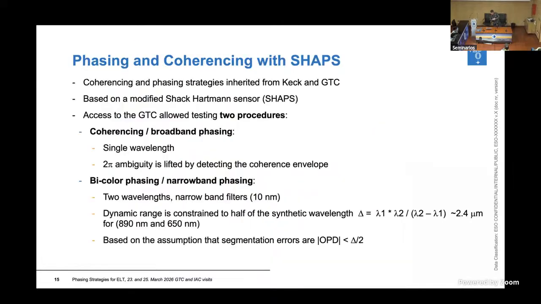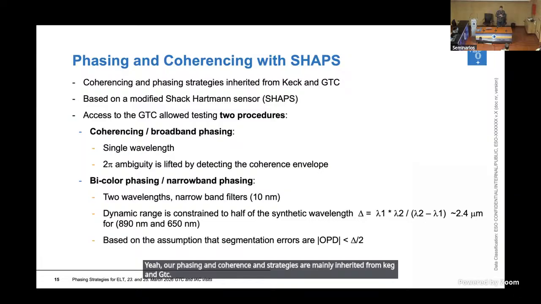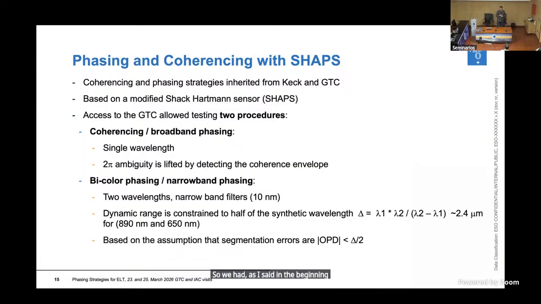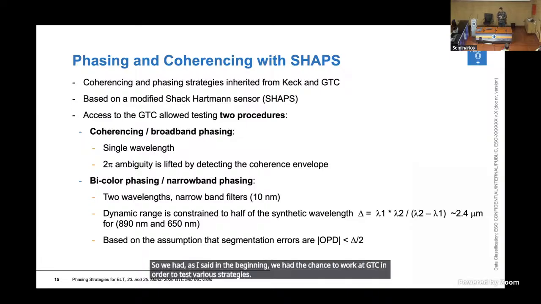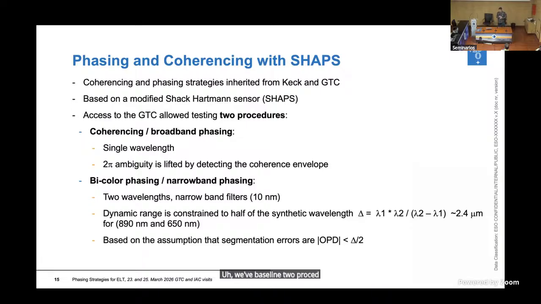Our phasing and coherencing strategies are mainly inherited from KEC and GTC. As I said in the beginning, we had the chance to work at GTC in order to test various strategies. We baselined 2 procedures. This is coherencing and broadband phasing, and it's bicolor phasing.